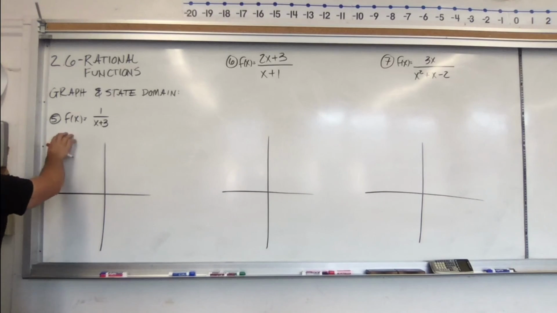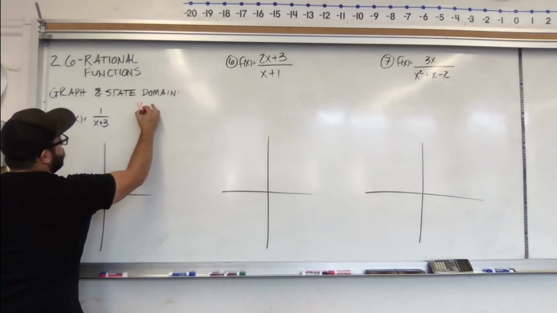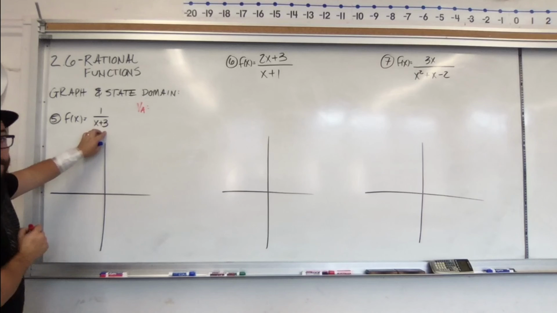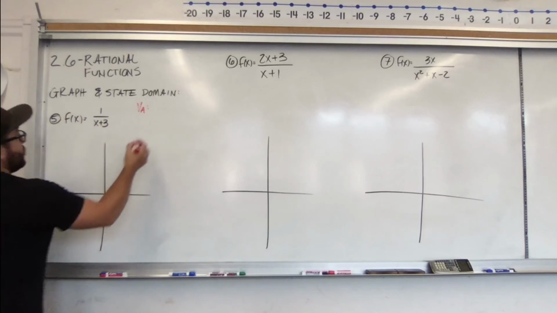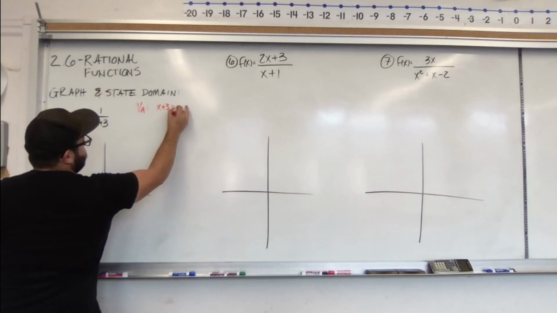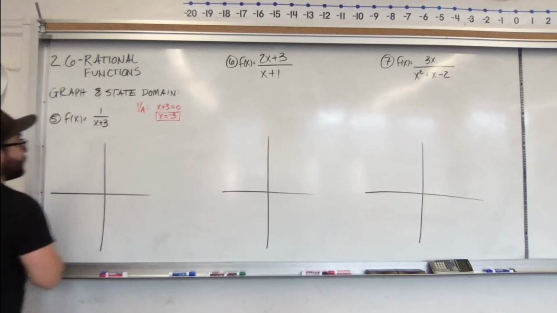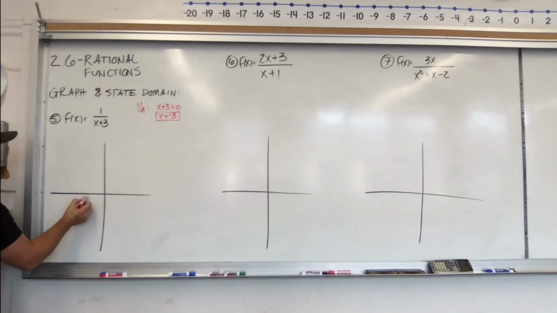So for starters, for number 5, we want to find our vertical asymptotes. Again, that's where the denominator is equal to 0. For here, it's just x plus 3, right? So set that equal to 0. We subtract the 3, we get x is negative 3. So at negative 1, 2, 3, we have a vertical asymptote.